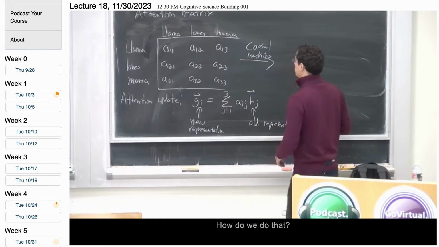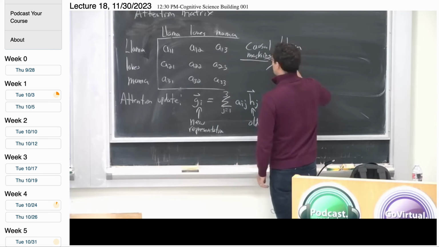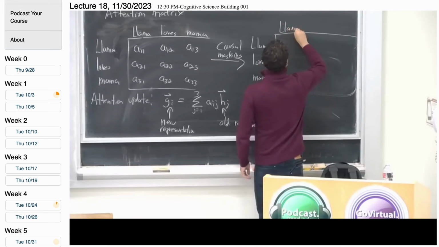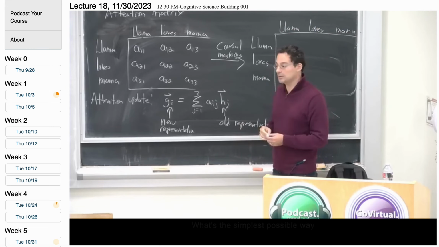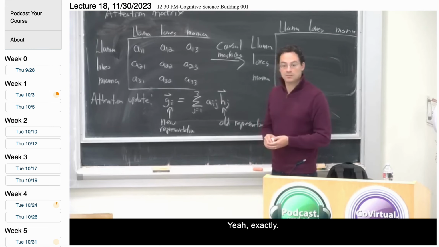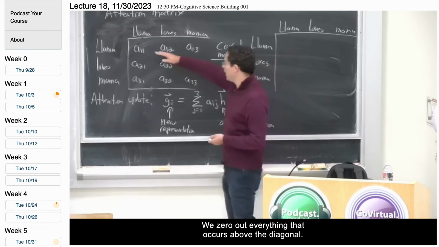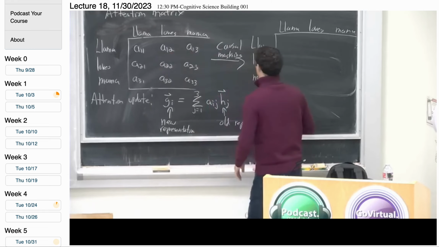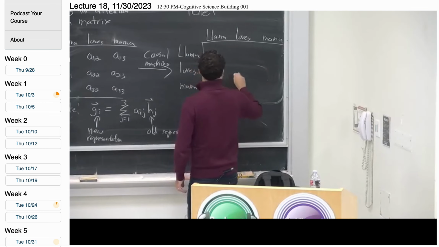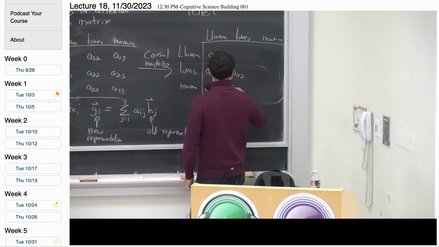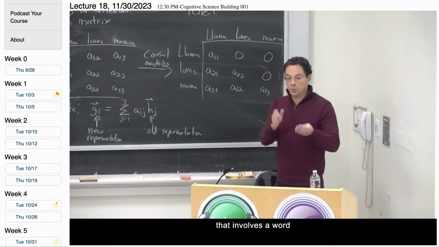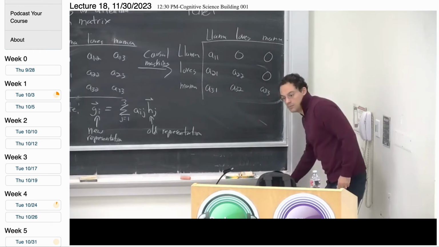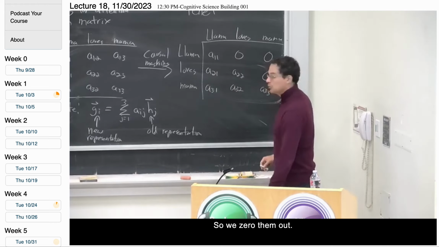How do we do that? We're going to do the simplest possible thing. What's the simplest possible way to do what you're suggesting? Exactly. We zero out everything that occurs above the diagonal. Anything above the diagonal involves a word looking at a future word. We can't allow that, so we zero them out.